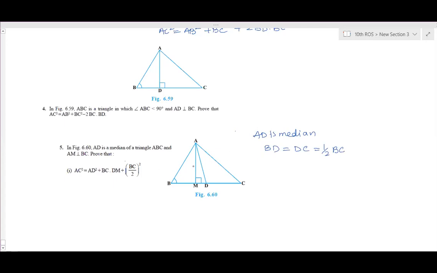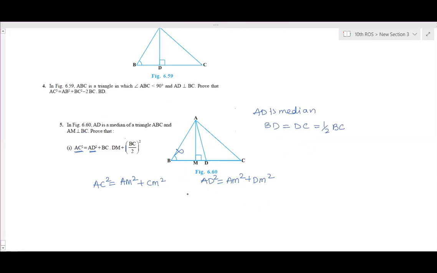So for AC square, we need these two triangles, AMC and AMD, because here we need AD square and AC square. We are not supposed to consider anything about AB square. So AC square is equal to AM square plus CM square, and AD square is equal to AM square plus DM square. What should we do next?